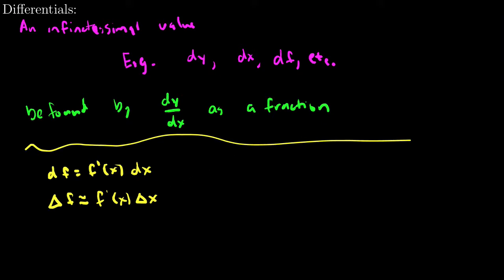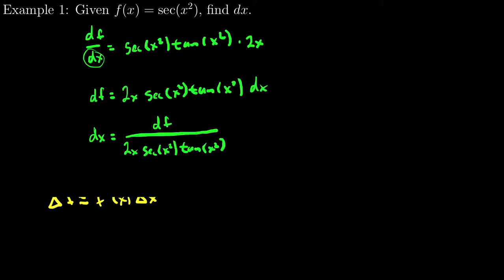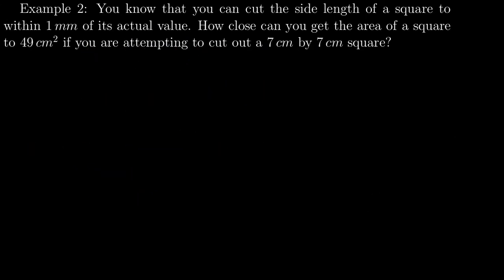So let's see some applications of this in tolerance problems, knowing how accurately I can measure something, seeing how accurately I can calculate something. So you know that you can cut the side length of a square to within 1 millimeter of its actual value. How close can you get the area of the square to 49 square centimeters if you're attempting to cut a 7 by 7 centimeter square?